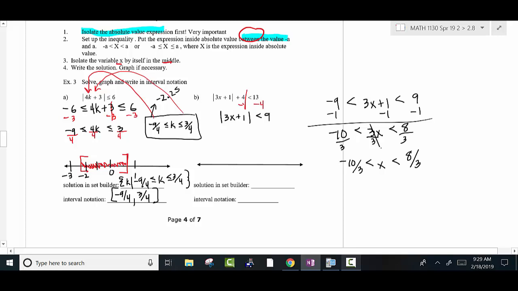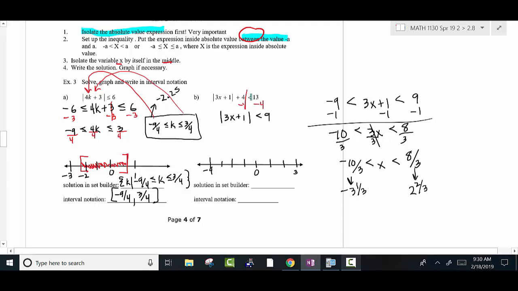Okay, same idea. After you isolate and get it set up, it should be fine to get your solution. And this would kind of go like this. Let's see, 8 thirds is really 2 2/3. Negative 10 thirds is really negative 3 1/3, or you could change them to decimals if you wanted to. So what I would have you do on this is just locate 0. You need to probably go out to 3 and out to negative 4. And then you just estimate.